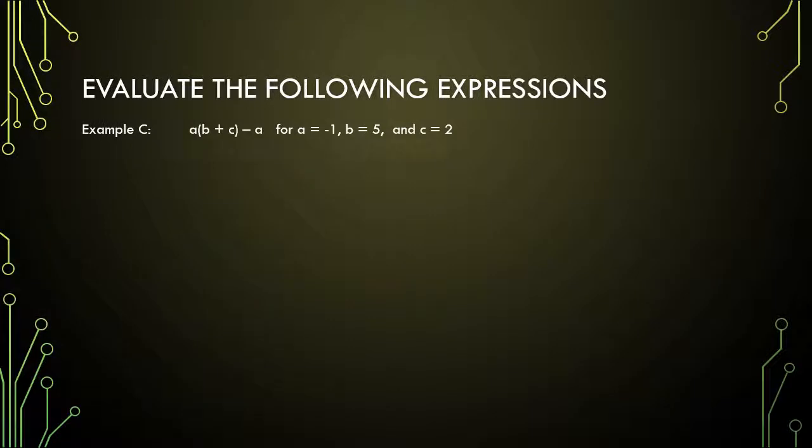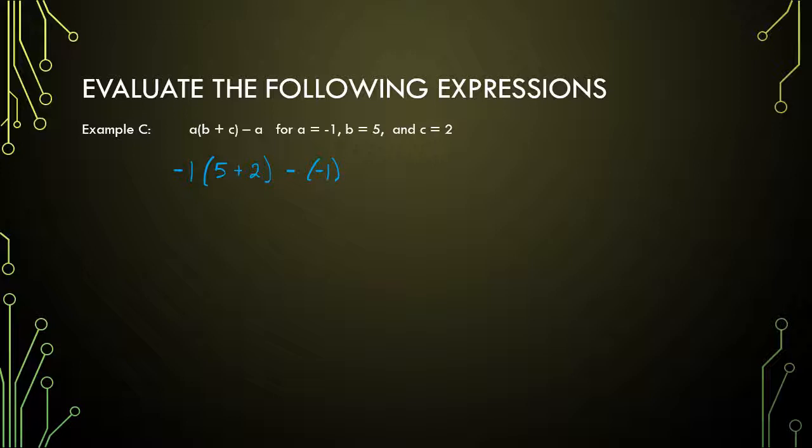For example C, we have A times B plus C minus 8. We're going to evaluate this for A equals -1, B equals 5, and C equals 2. So first we're going to replace all of our numbers for their variables, changing it to -1 times (5 plus 2) minus (-1). You might notice I used parentheses there because I had two negative signs. When I include the parentheses, I'm less likely to forget that I'm working with two negative signs.